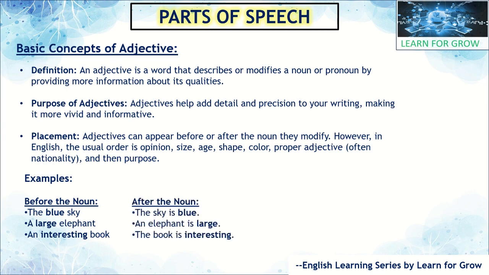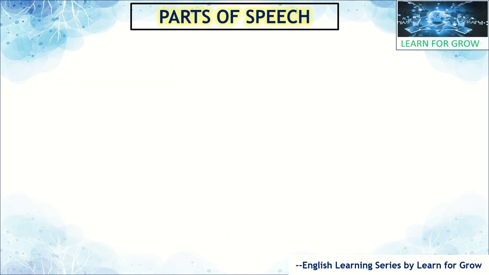Like that, we can add adjectives after the nouns. The sky is blue, it's showing the sky is blue. Like the elephant is large, the book is interesting, it's showing, right? That was the adjectives. Adjectives make a sentence more informative and beautiful. I hope you understood, right? So next, go to the types of adjectives.